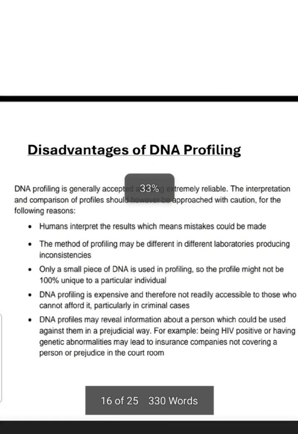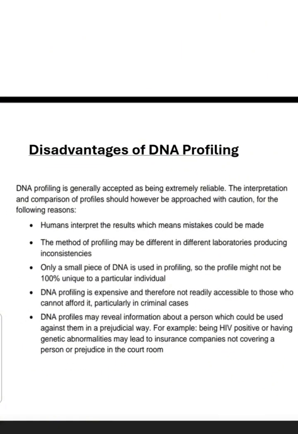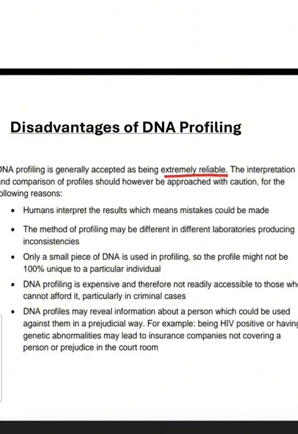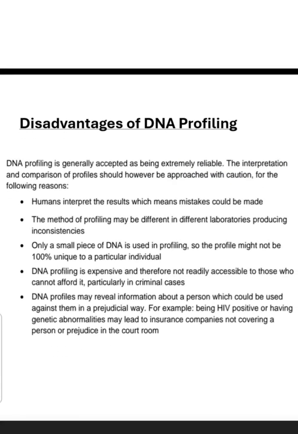All right, so the next thing we are going to discuss is the disadvantages of DNA profiling. Yes guys, even your DNA report might have some errors in it. It's not always the case, but once in a while it does happen. DNA profiling is generally accepted as being extremely reliable. Yes, it is reliable, but sometimes things happen. The interpretation and comparison of a profile should, however, be approached with caution for the following reasons. Humans interpret the results, which means mistakes could be made.